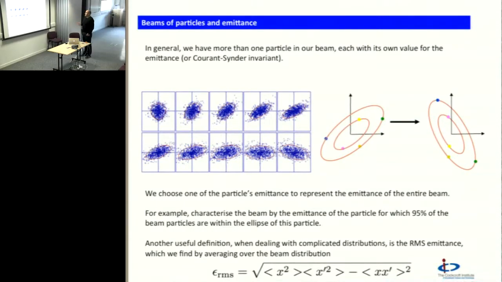For example, we can pick the emittance of a particle such that 95% of the beam particles are inside that ellipse, and that'll stay true because area is conserved, so it has to stay true. So that's one definition, but it's worth checking.